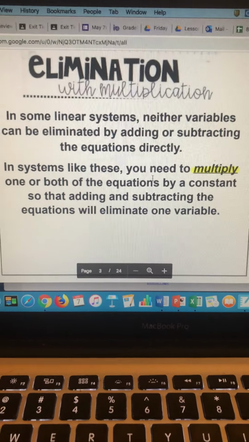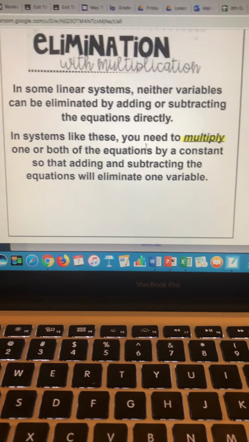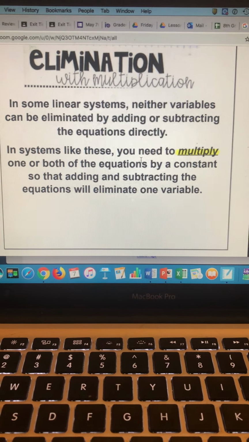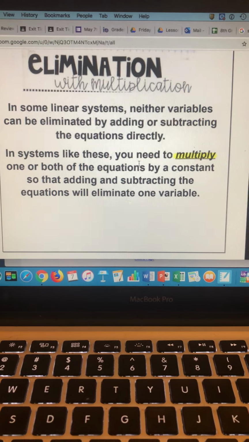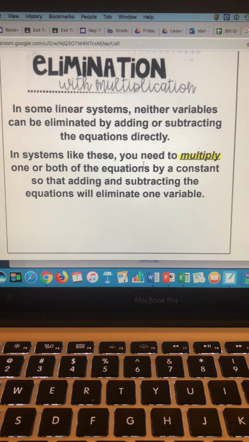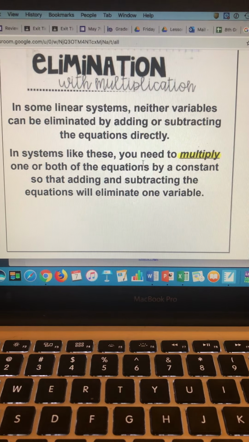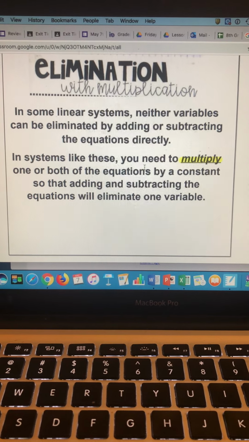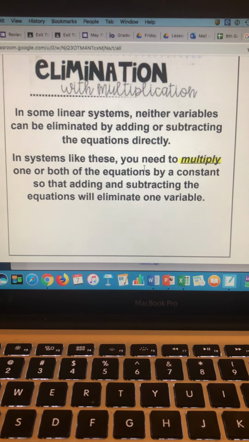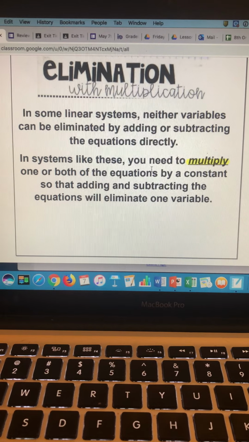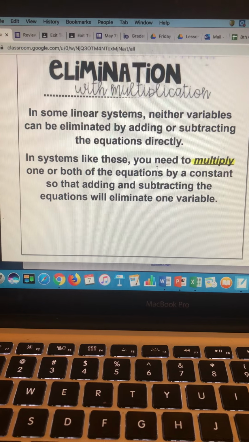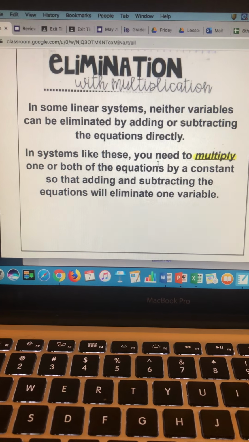And like I mentioned earlier, we are going to be doing elimination still, but now we're using multiplication. So in some linear systems, neither variable can be eliminated by adding or subtracting the equations directly, meaning right away. When you look at the system, you might not have the same or opposite coefficients. So in systems like those, you need to multiply one or both of the equations by a constant so that adding or subtracting the equations will eliminate one of the variables.